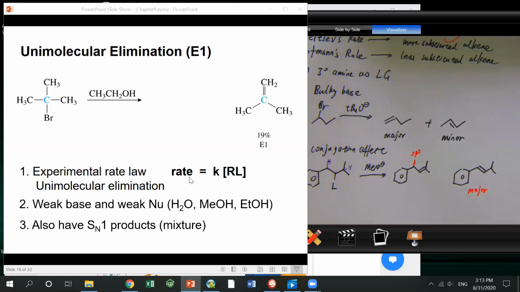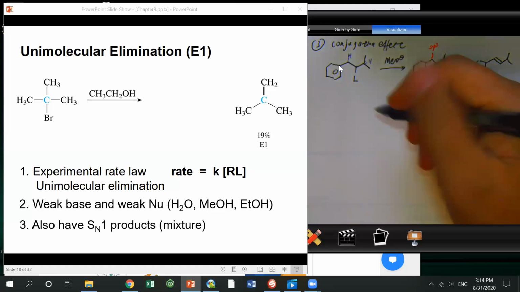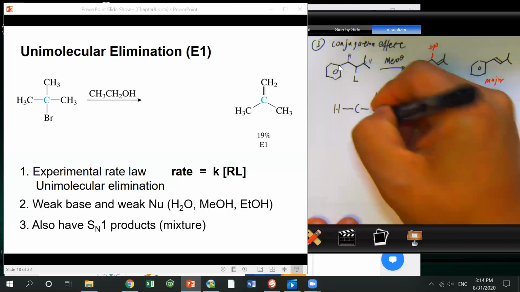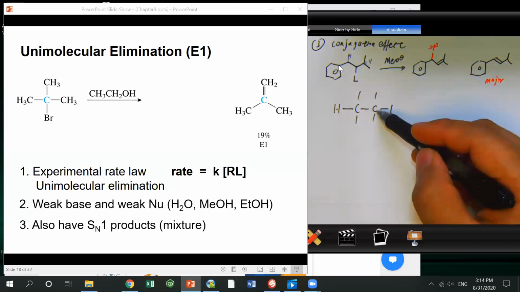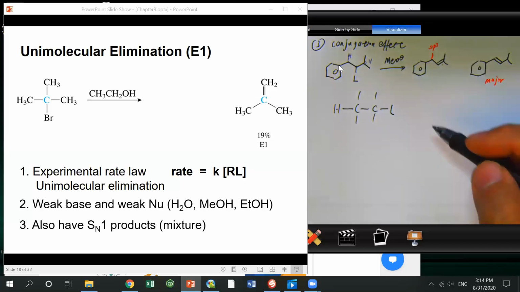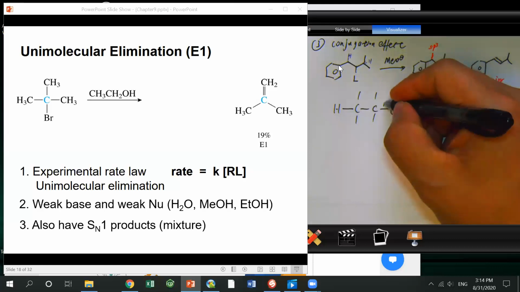E1 elimination is similar to the SN1 reaction, a two-step reaction. You have to kick off the leaving group first, and then the weak base comes in and picks up the proton. Maybe I'll show you some mechanism for E1 elimination. We have this substrate: the alpha carbon has a leaving group, and the beta carbon has hydrogens. Normally in E1 elimination, the base is too weak to grab the beta hydrogens, so you have to kick off the leaving group first.